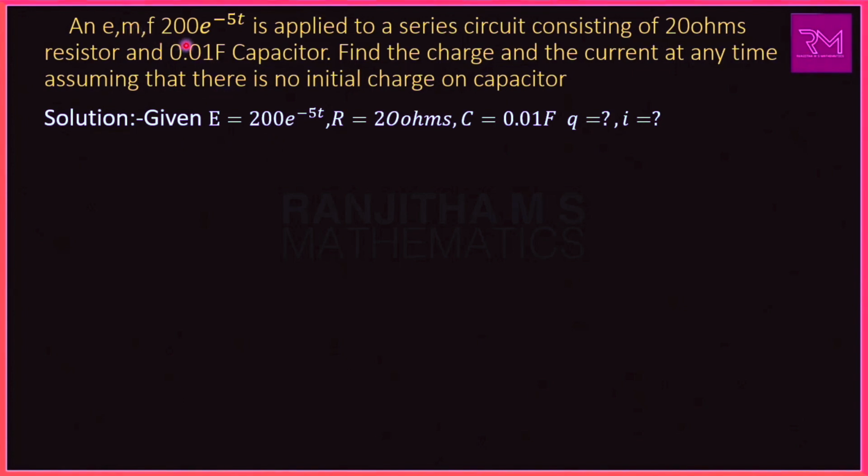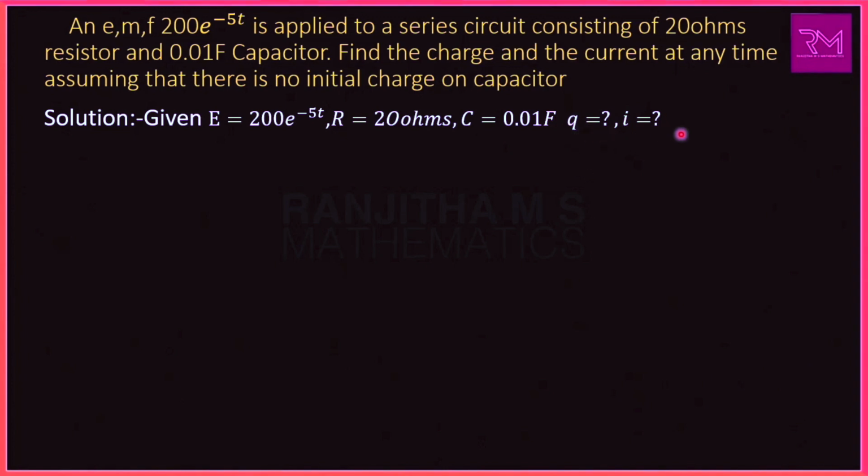Here they have given EMF E equal to 200e^(-5t) applied to a series circuit consisting of 20 ohms. That means resistance R is equal to 20 ohms, and the capacitor value is 0.01 farad, that is C is equal to 0.01 farad. Here we have to find the charge and current at any time, assuming that there is no initial charge on the capacitor. That means we have to find the electric charge Q and the current I.